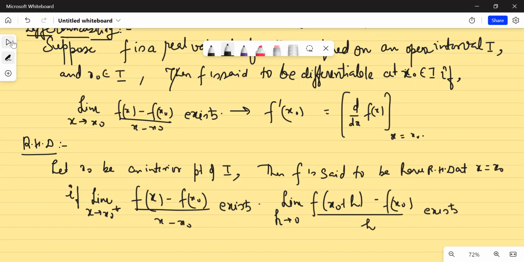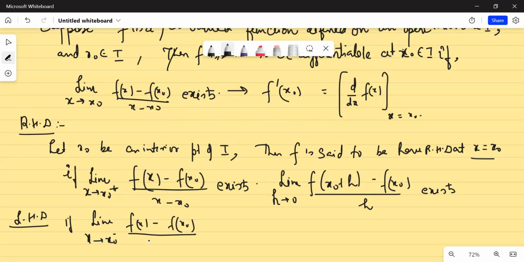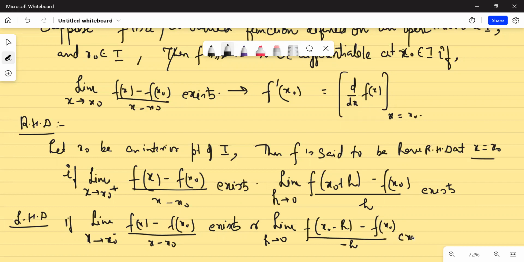And similarly, I can write what would be the left-hand derivative. So the left-hand derivative of a function at an interior point x naught is said to occur at x equal to x naught, the same thing, if limit x tends to x naught minus, f of x minus f of x naught divided by x minus x naught, if this particular limit exists, or in other words, limit h tends to 0, f of x naught minus h minus f of x naught divided by minus h. I hope it is clear.